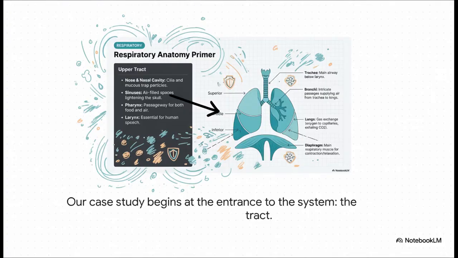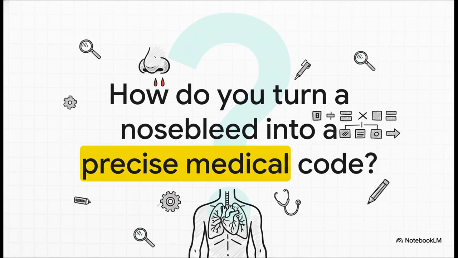So, just so we're all on the same page, here's a quick look at the anatomy. Our case study is happening right at the front door of the system. The nose, the nasal cavity, all part of the upper respiratory tract. It's basically the front line for all the air coming into our body. Which brings us to the big question.